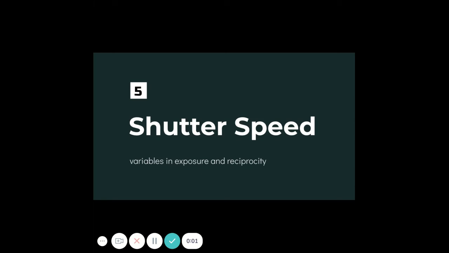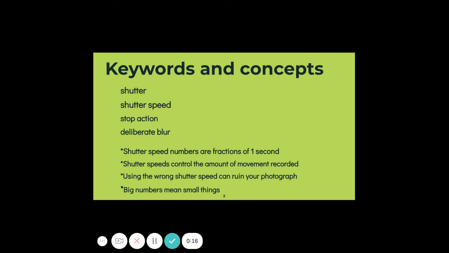They will be covering the fifth lesson in exposure and reciprocity for photography, and our topic is shutter speed. Our keywords and concepts for today's lesson are shutter, shutter speed, stop action, deliberate blur, which means intentional blur or doing it on purpose. Shutter speed numbers are a fraction of a second, another concept that shutter speeds control the amount of movement recorded in a photograph. Important that using the wrong shutter speed can actually ruin your photograph, so we need to know which ones to pick. And that big numbers mean, of course, small things.